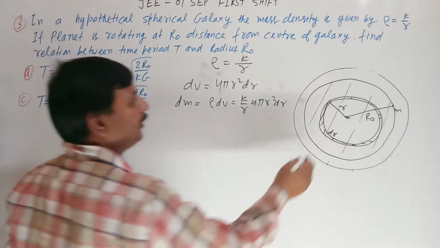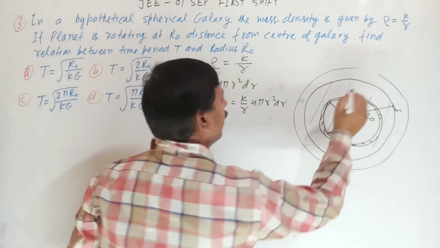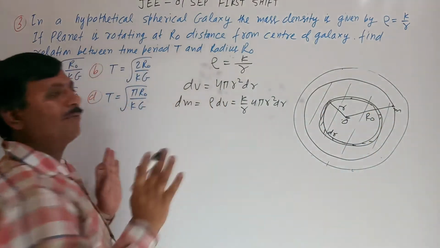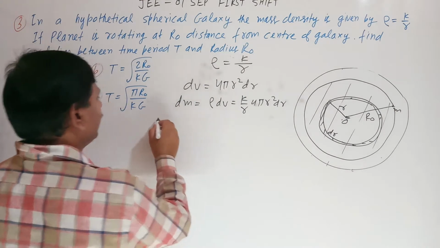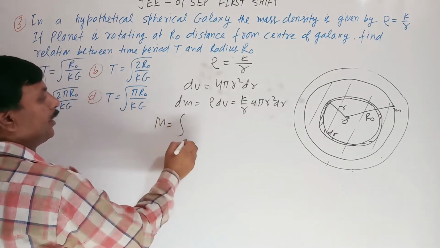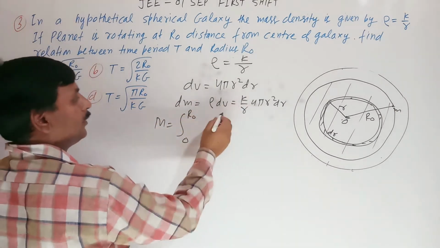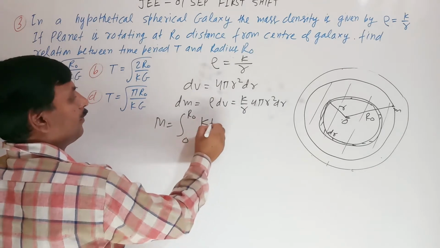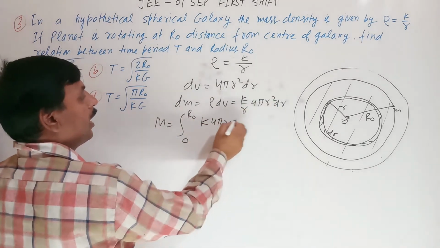We have to find the mass from 0 to r0. What will be the mass of that galaxy? So we have to integrate from 0 to r0. That is k 4 pi r dr.